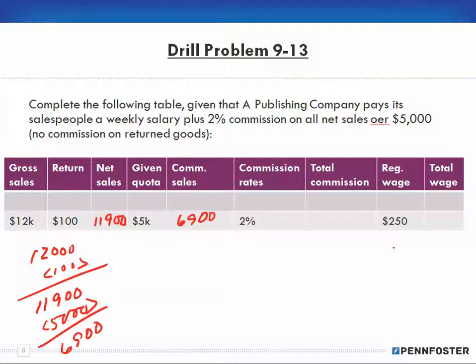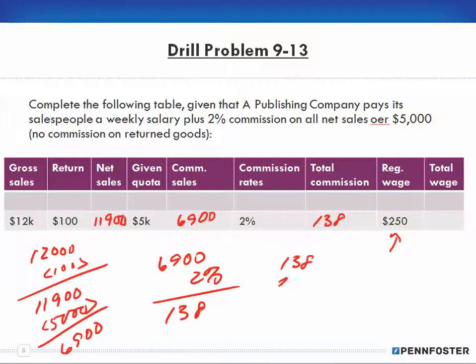Notice over here, there's a regular wage of 250. So basically they're getting $250 on this first 5,000. Then any amount of sales over that, they get a 2% commission. So 6,900 times 2% is $138. Okay, so the total commission is 138 plus the $250 regular wage, so that's $388 as the total wage. Okay.